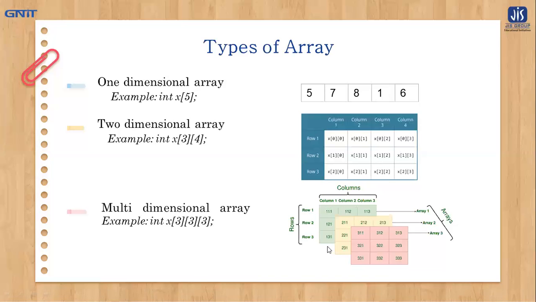For the first array, this element will be x000, where the first 0 means the first array, then the second array, then the third array. So 0, 1, 2, these three arrays are there, and each is a two-dimensional array having rows and columns. For the first one, we have 3 rows and 3 columns. Second also has 3 rows, 3 columns, like this way. Okay, so these are the types of the array.